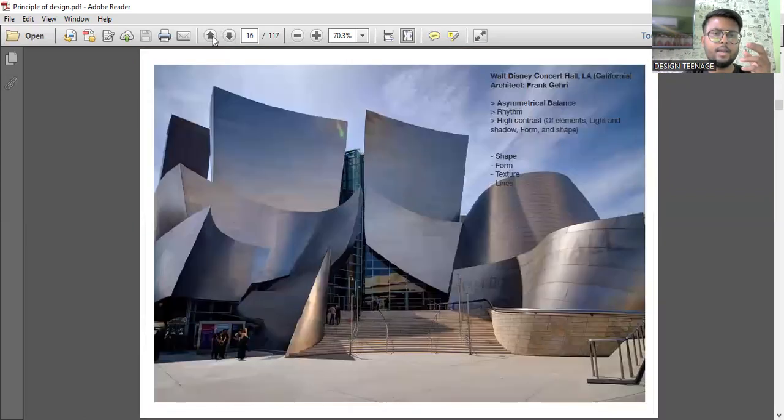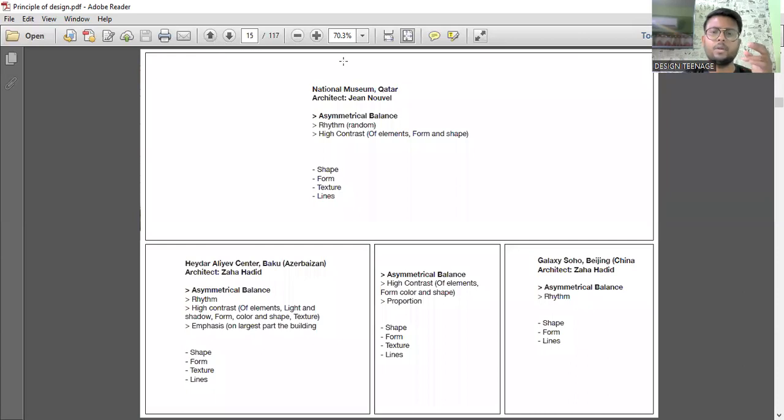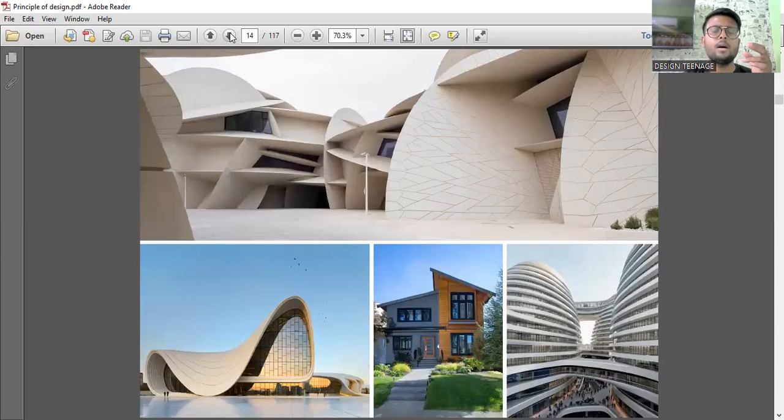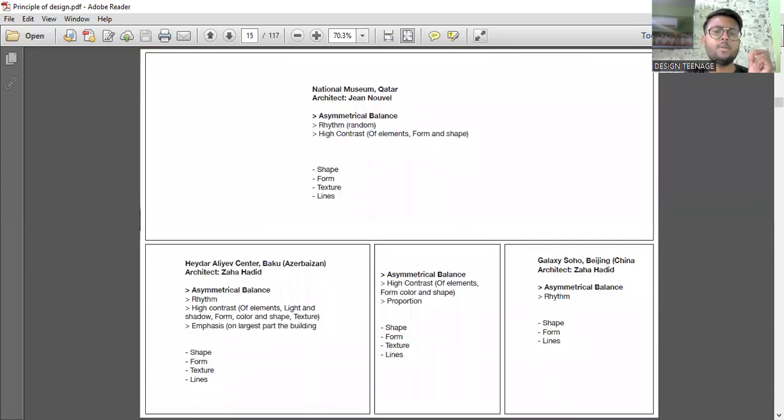If we move ahead again, for all these things, what we need to know is the name of that particular structure, where it is located, and, most importantly, who has built it. So the first one is the National Museum of Qatar, built by architect Jean Nouvel. The next one is the Heydar Aliyev Center, located in Baku. Architect is Zaha Hadid.